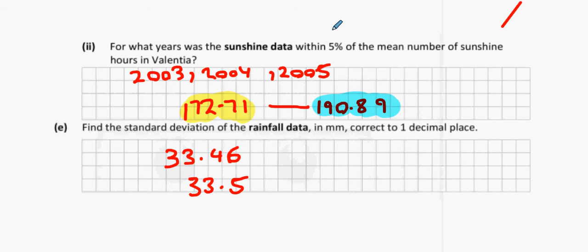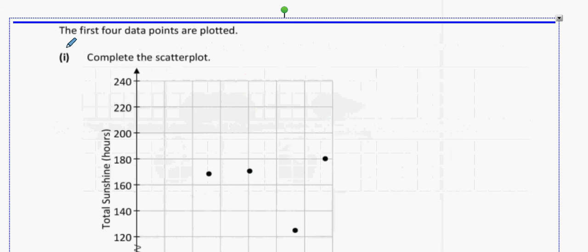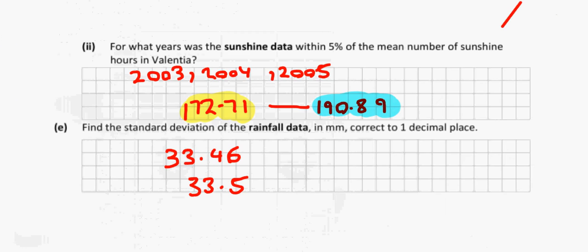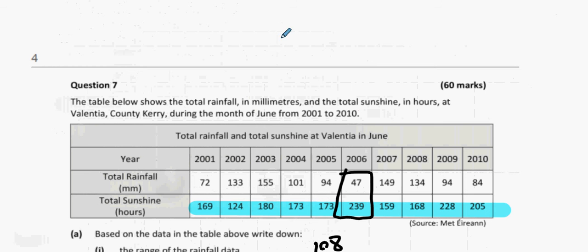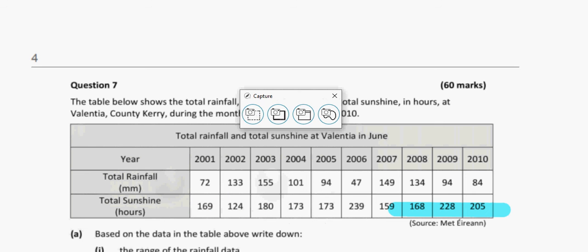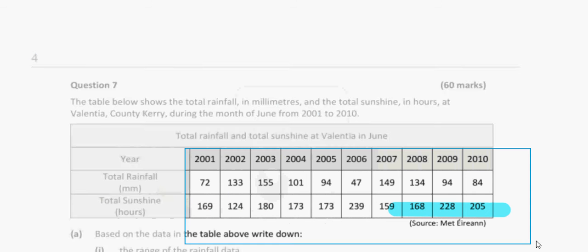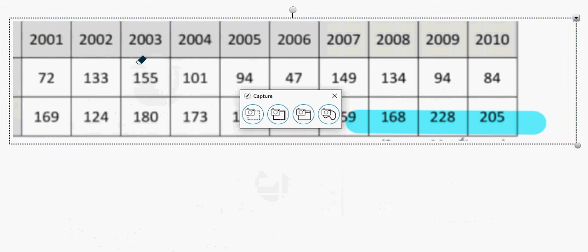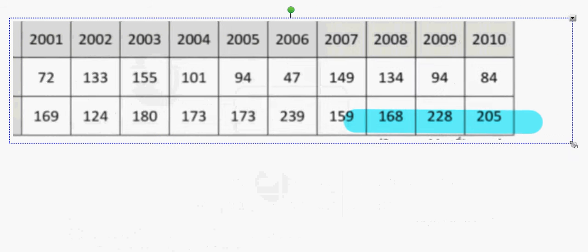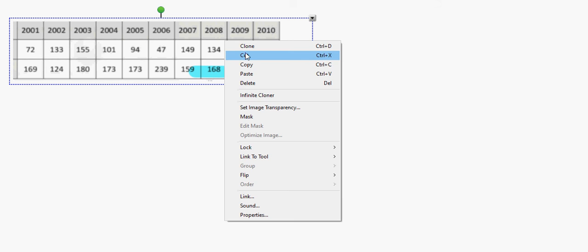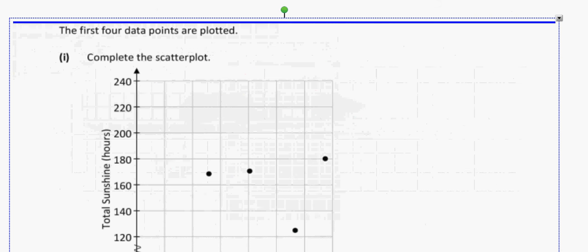All right. Let's complete the scatter plot. So basically what it's done is the first 4 points, so I have to grab this here. It's going to be difficult. So I grab this here. Send to new page. No bother. Shrink it down. And I have to draw this onto my scatter plot. Okay? Scatter plot.